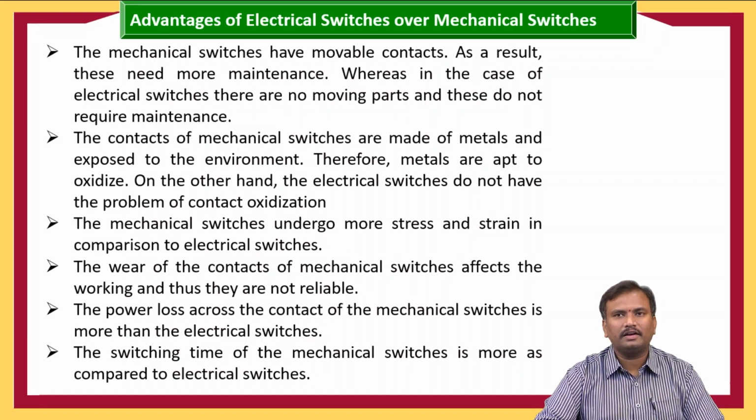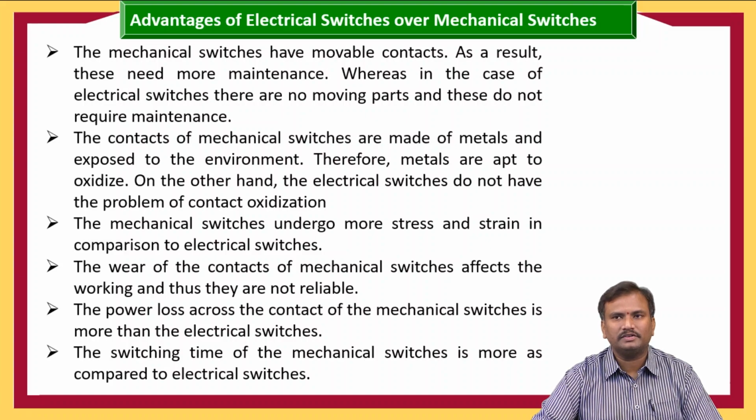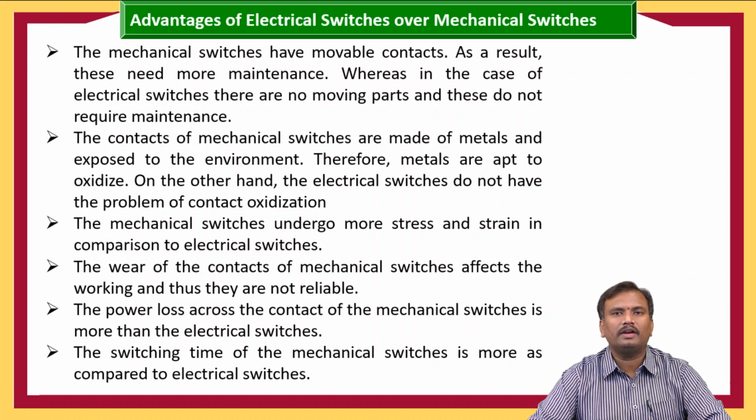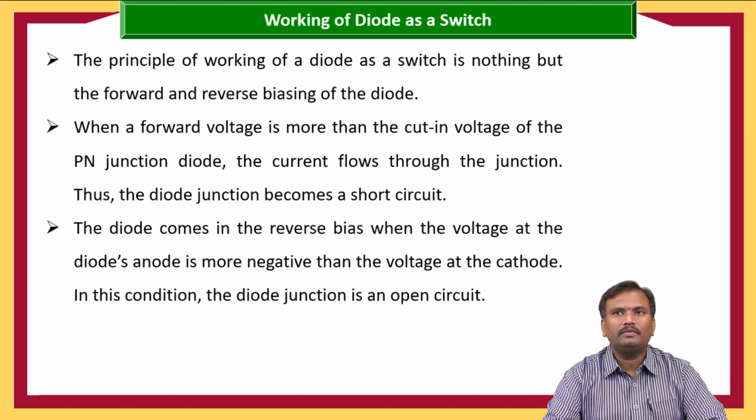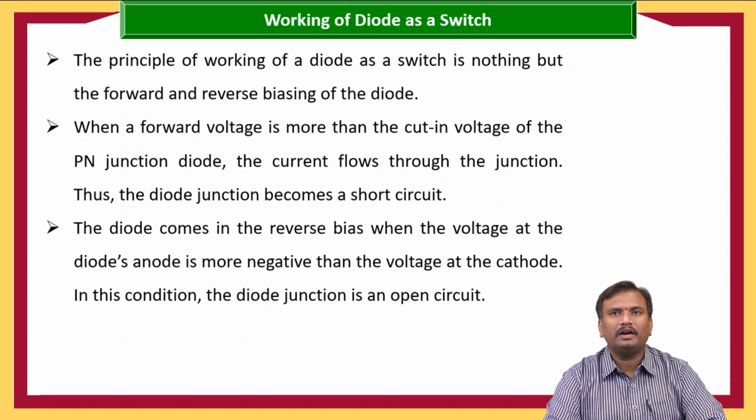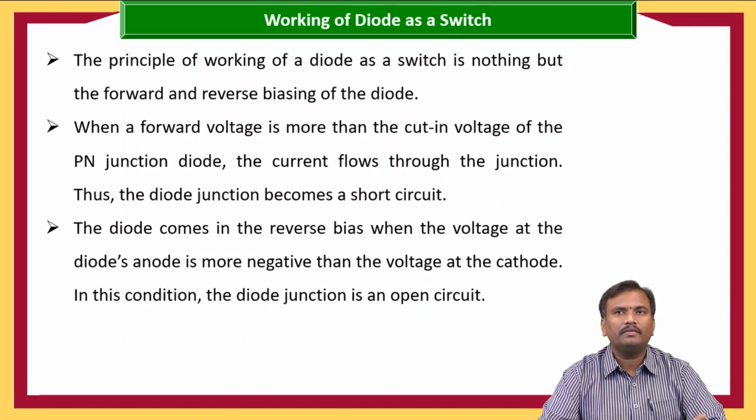The power loss across the contacts of mechanical switches is more than in electrical switches. In electrical switches, the power loss is less. The switching time of mechanical switches is more as compared to electrical switches. The principle of working of a diode as a switch is nothing but forward and reverse biasing the diode.